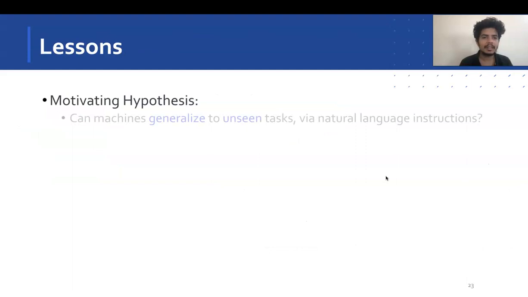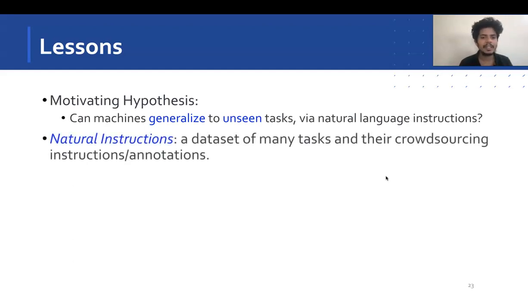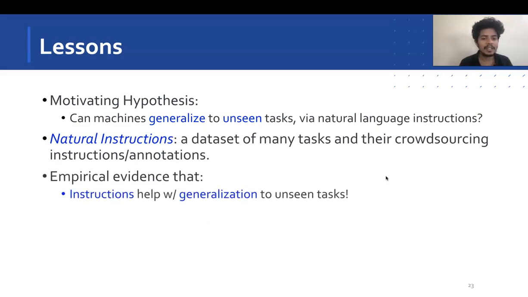The lessons learned: we started with the hypothesis that instructions help humans in generalizing to unseen tasks. Now, can machines generalize to unseen tasks via instruction? We created this natural instruction dataset. We find promise in our empirical results, as you see that instructions indeed help generalize to unseen tasks. However, there are several hurdles for future work.